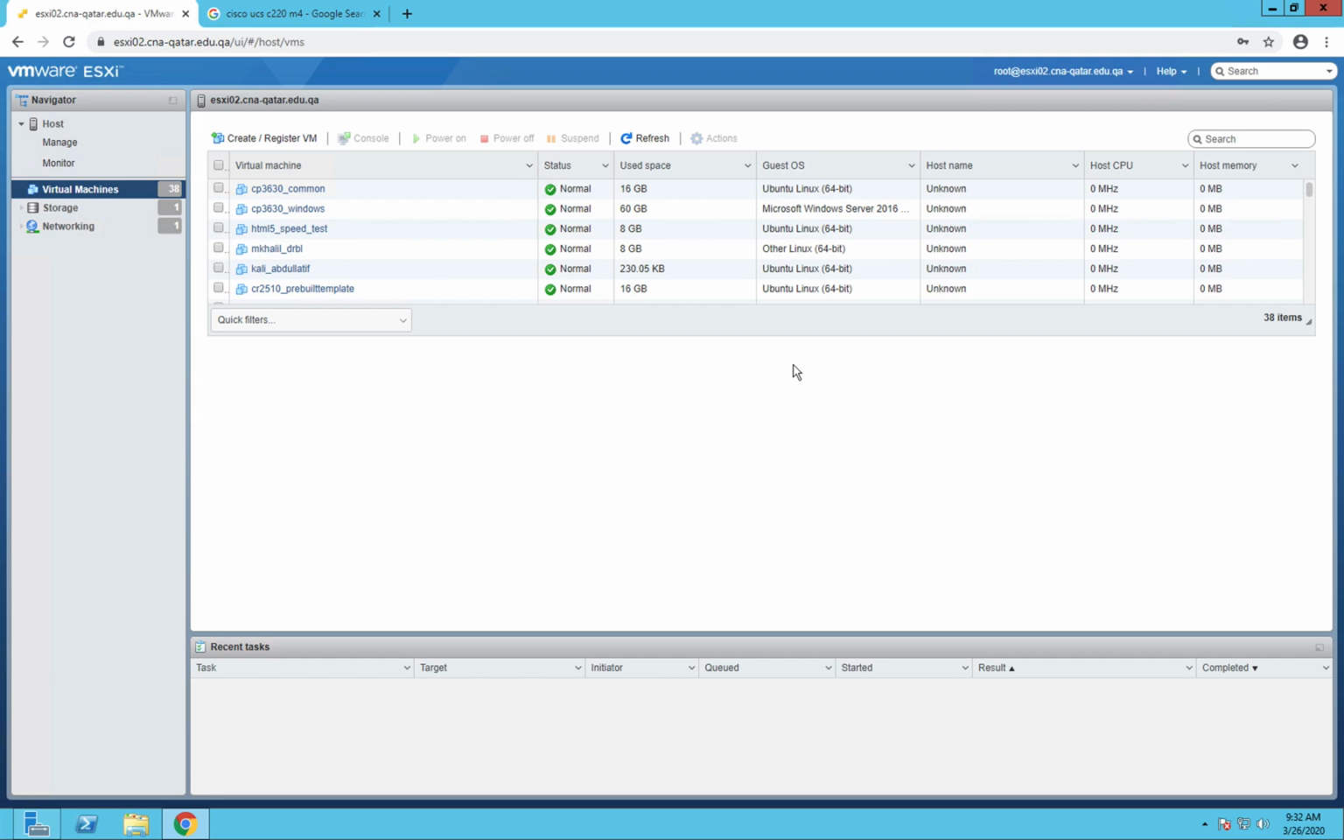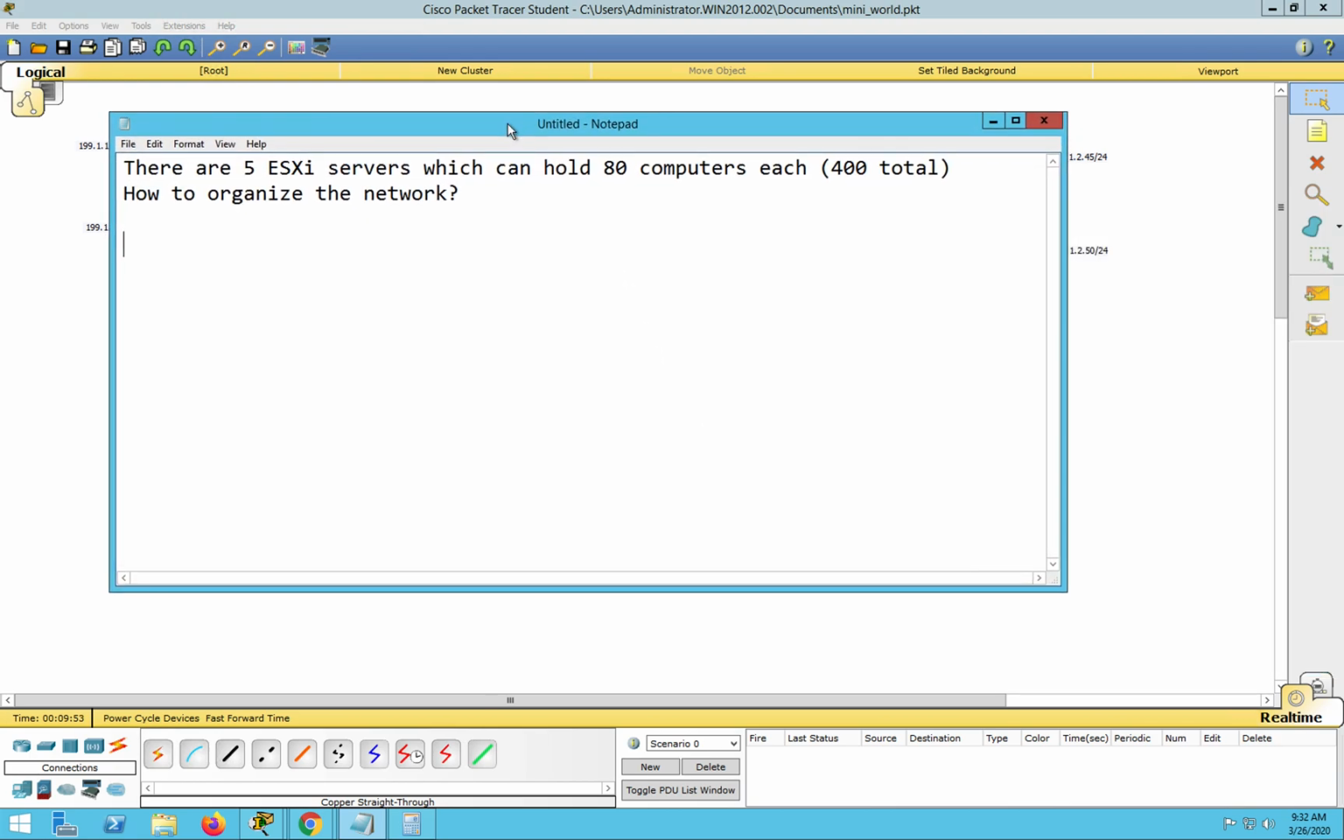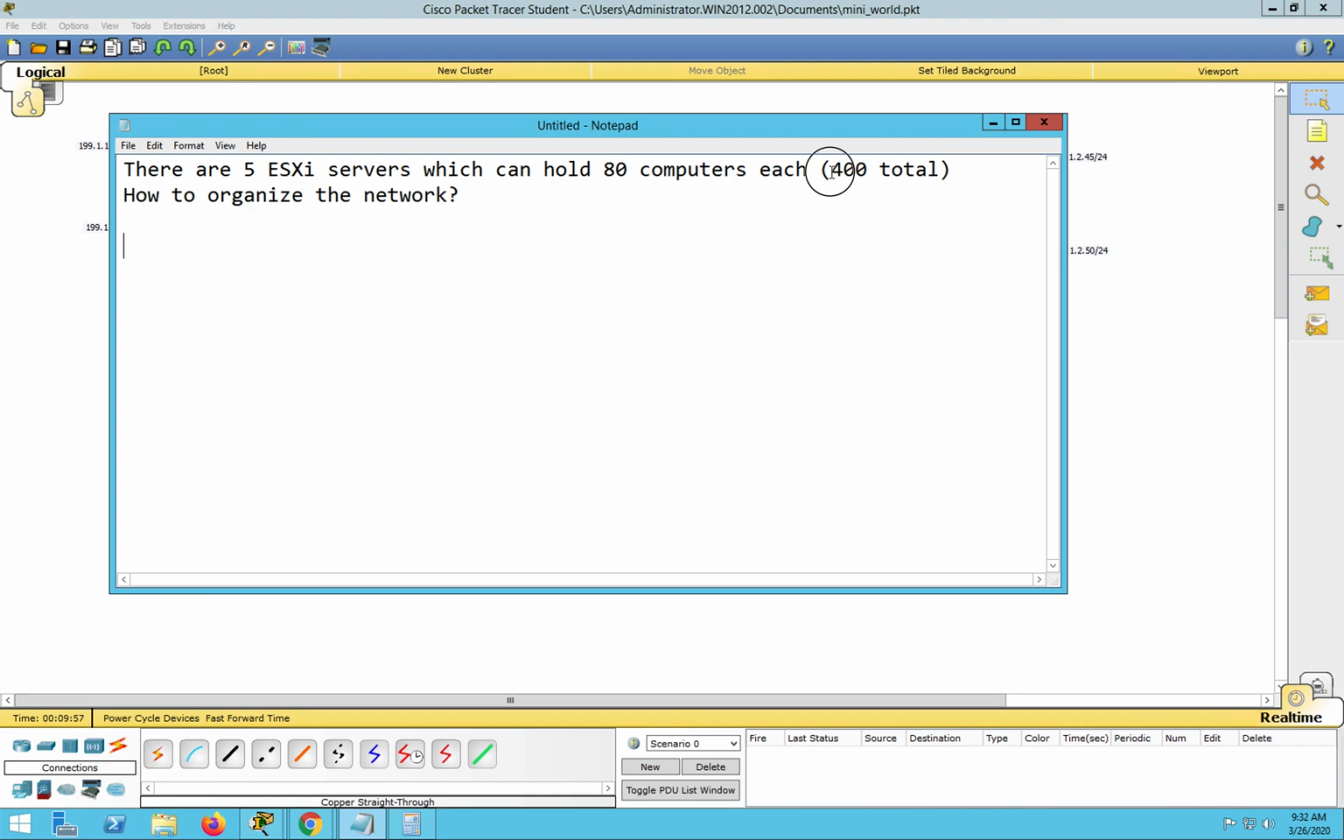Okay, so now here's the first question: how many computers can we possibly put onto each one of these servers? Well, it depends on how much CPU and how much RAM you want to give the computers, but generally you can manage to squeeze about 80 computers onto a single server. Now think about this. If we have a total of five of these servers running and each one can hold 80 computers, I'm talking about having 400 computers on a single network. So how do we organize this type of thing?